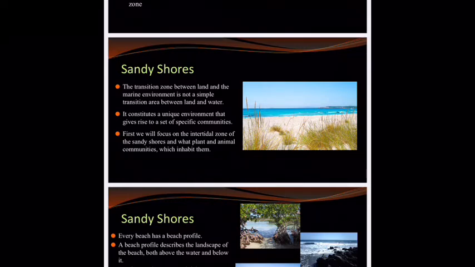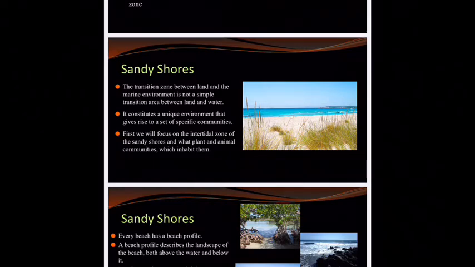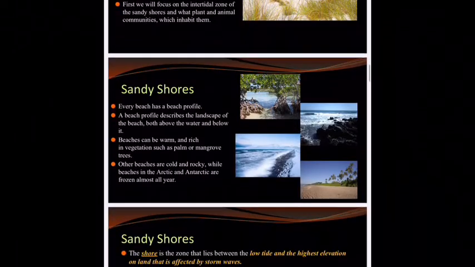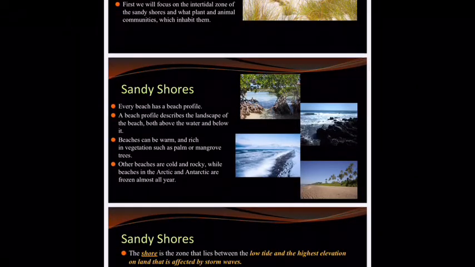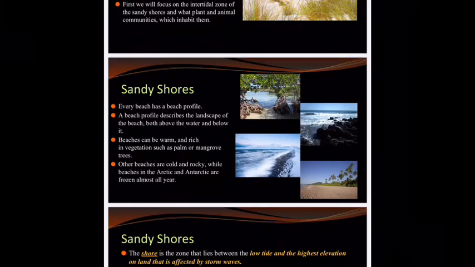There is a transition zone between the land and the marine environment, and it's not as simple as this is water and this is land. Okay, so every beach has its very specific profile. Beaches can be warm, they can have lots of vegetation, they can have mangroves, or they can be cold and rocky. It could be in the Arctic or the Antarctic where it's frozen most of the year. It's just going to depend on where you are in the world.